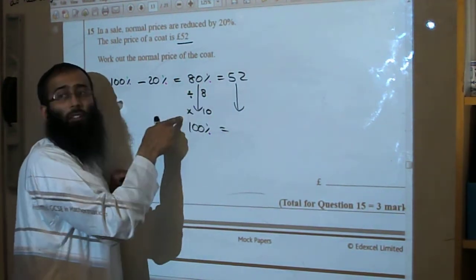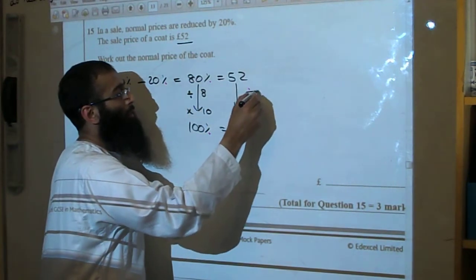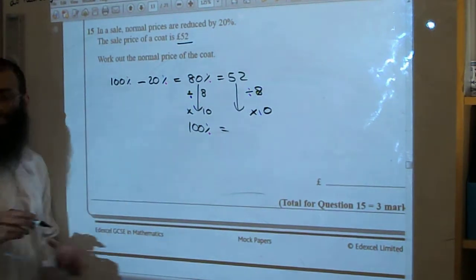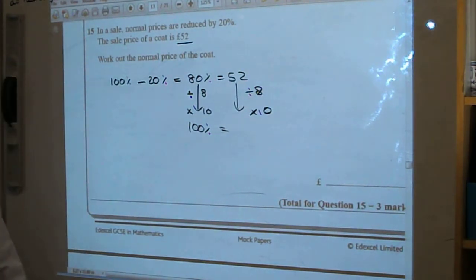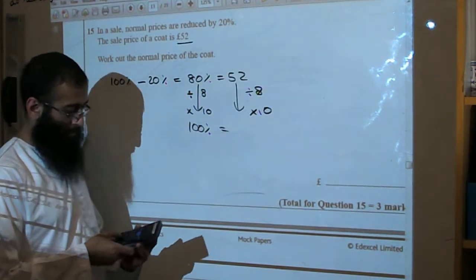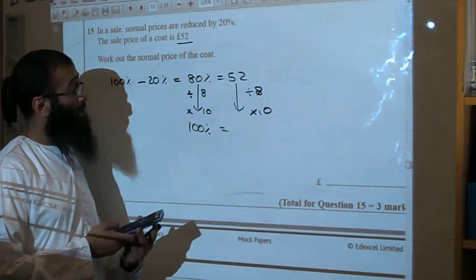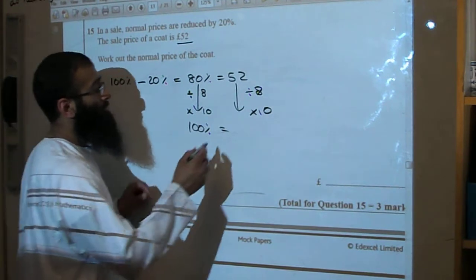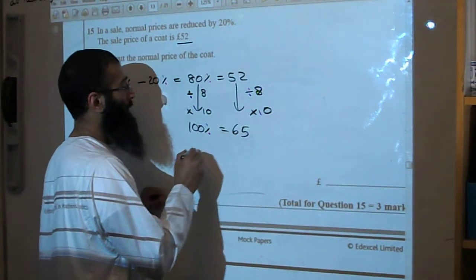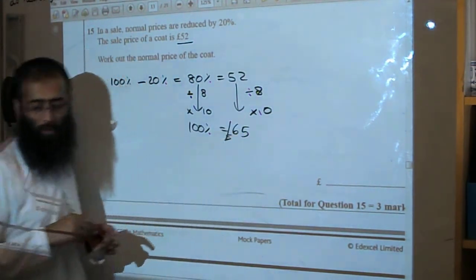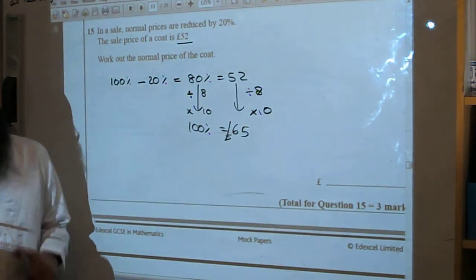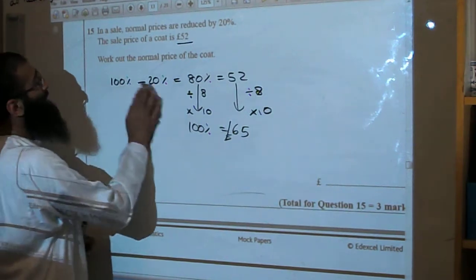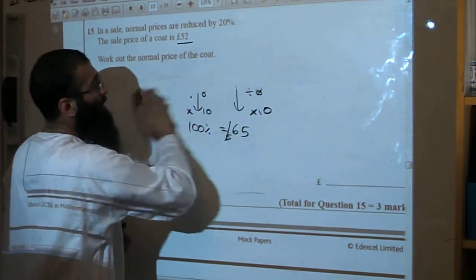So what we do on the left hand side, we must do on the right. So 52 divided by 8 times by 10. That gives us what? 65. So the original price of the coat was £65. Lovely. Are we happy with that reverse question? If you got it right, give yourself a tick. If you haven't got it right, fill it in.